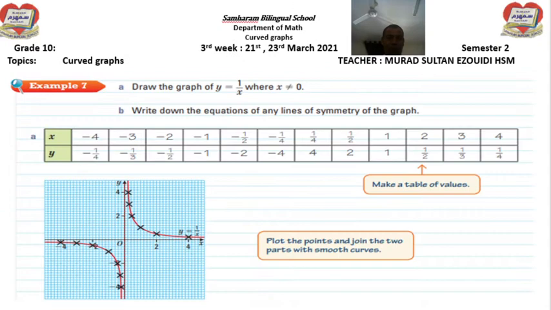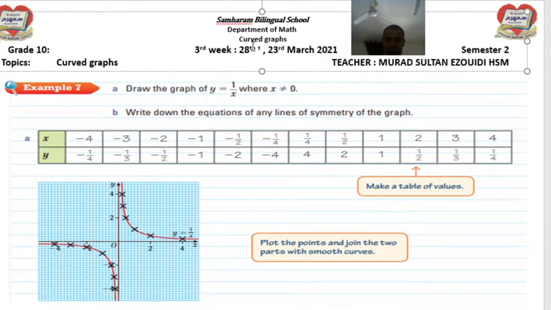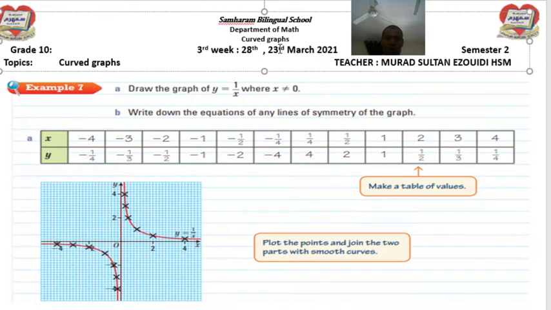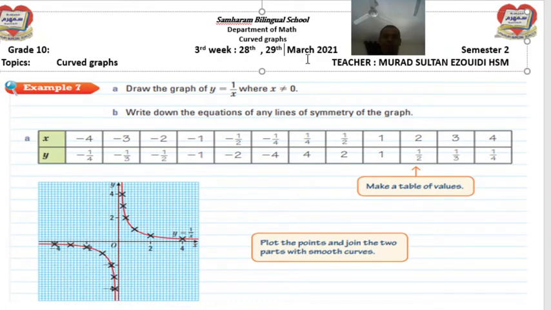Now an example. We'll try to complete this table of values for y. When x equals negative 4, it will be negative 1 over 4. When x equals negative 3, it will be negative 1 over 3; just substitute x equals negative 3. When x equals negative 2, it will be 1 divided by negative 2. Then when x equals negative 1, it will be what?